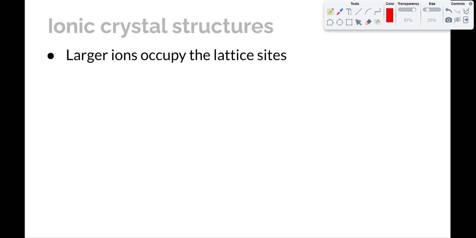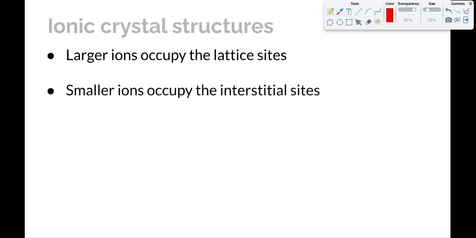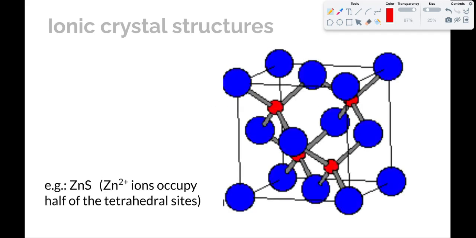How this works is the larger ion occupies the lattice sites. Those are the particles in the lattice. Typically these are anions because the anions are usually bigger because they're gaining electrons, not losing them. The smaller ions, which are typically the cations, they occupy the interstitial sites, the holes inside of the lattice structure. Here's an example. ZnS, the zinc 2+ ions are smaller than the sulfur. So the sulfur makes up the lattice, and then in the interstitial holes there are zincs.